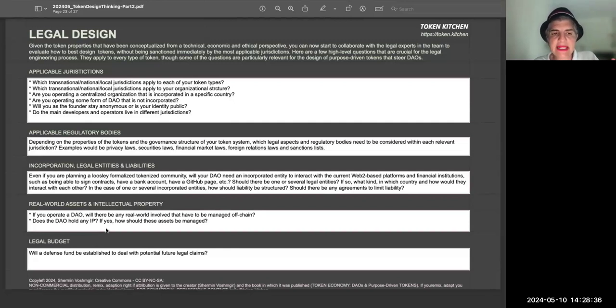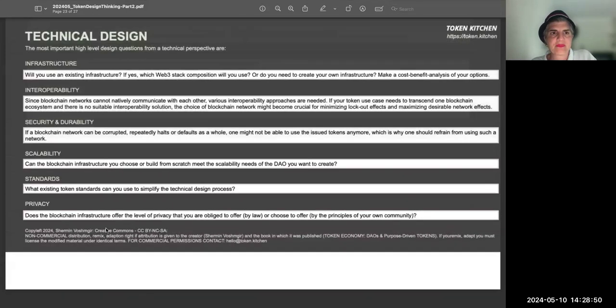And last but not least, legal budget. Very important. Do not ignore it. It's not enough to have a lawyer friend or maybe a co-founder who is a lawyer. You need a legal budget. Without a legal budget, it will be difficult.